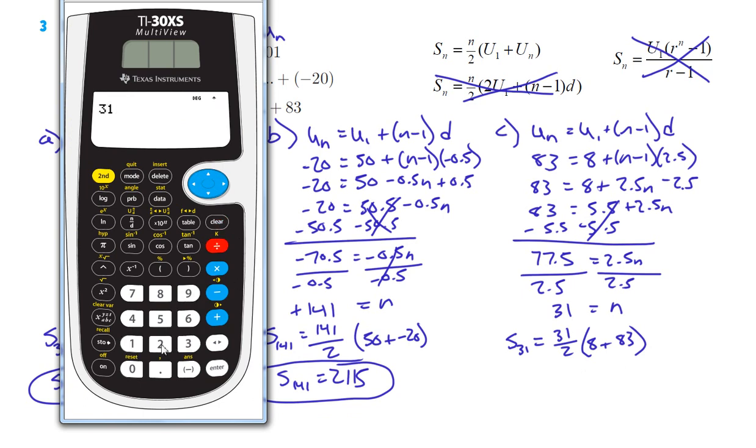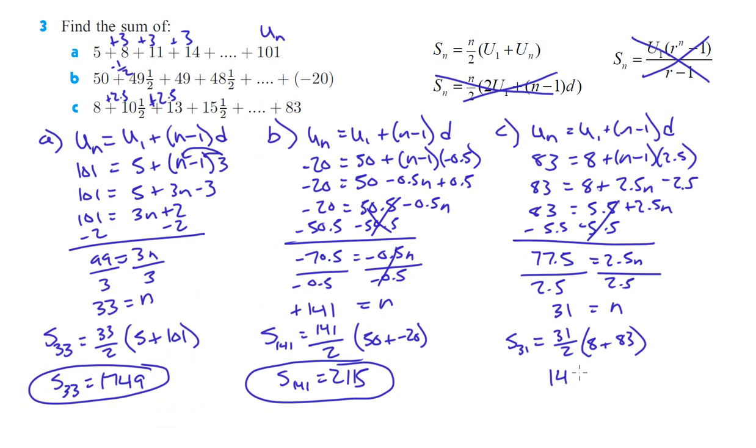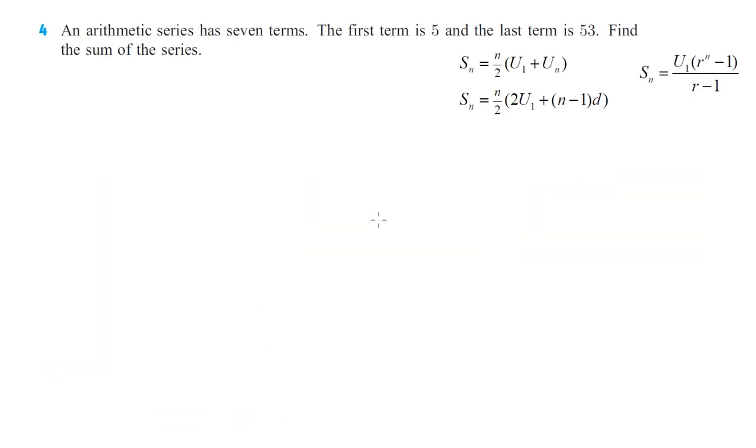31 divided by 2, all times 8 plus 83. Or you could have just simplified the 8 plus 83 if you wanted to. Right, and we get 1410 and a half is the sum of the first 31 terms of that sequence there. All right? Okay, moving on to number 4, arithmetic series.